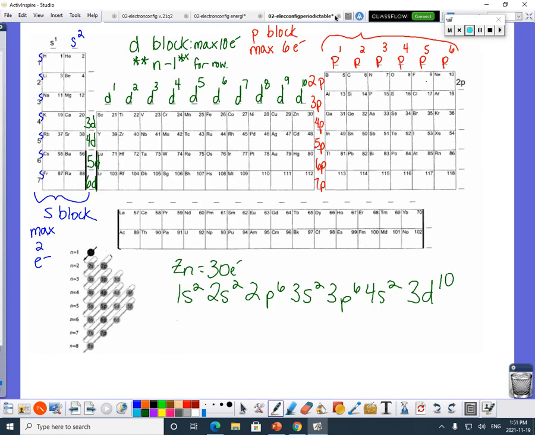Okay, let's do the last one. Pick your last color. I'll pick pink. So we have S, we have P, we have D. What letter's next? Good. And how many are in F? 14.